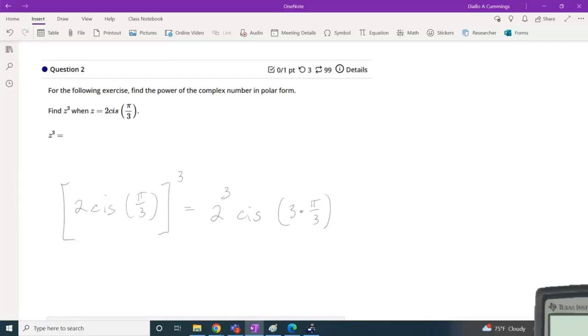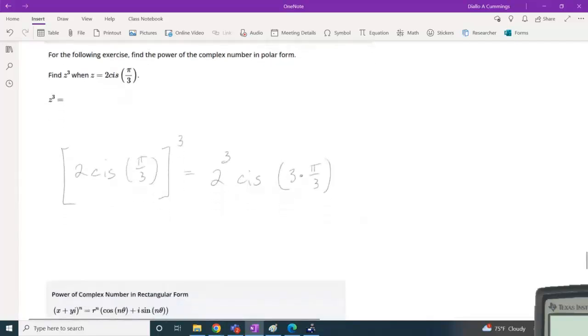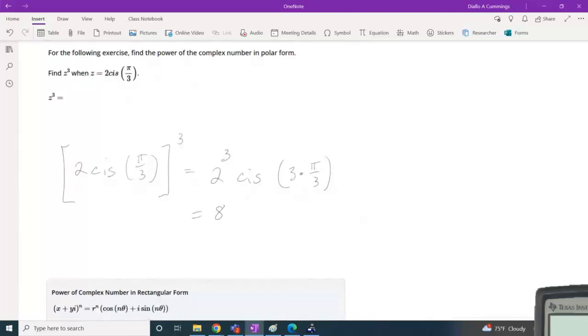And now I just want to simplify. Right? 2 to the third power is 8. When I multiply 3 times pi over 3, the 3's cancel. So my final answer is 8 times the cis of pi in compact form.